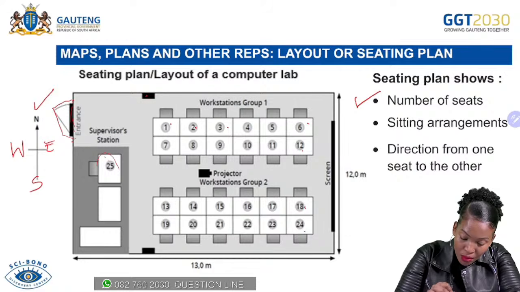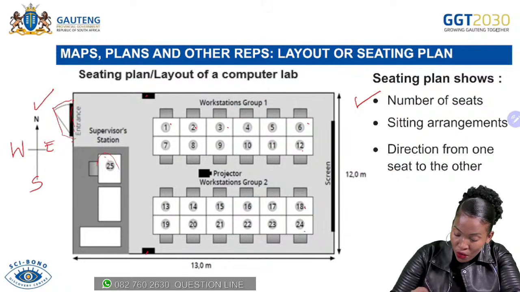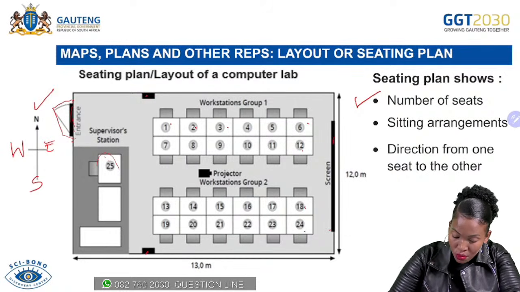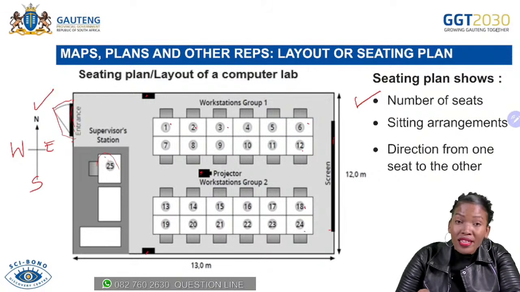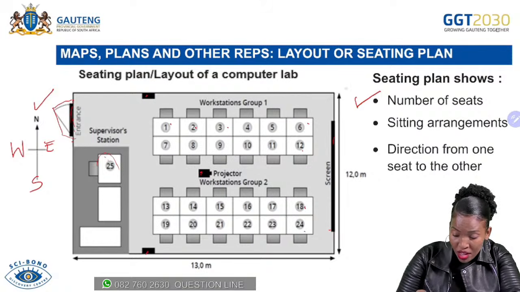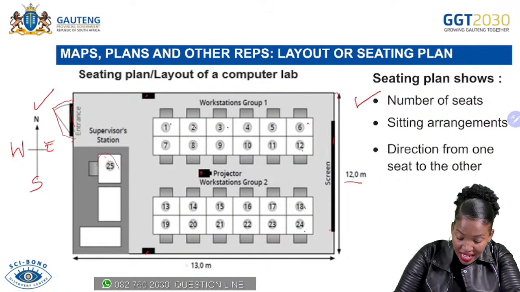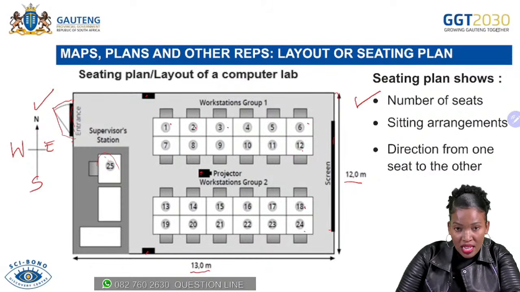And then we've got some windows there, guys. We've got the screen here in the classroom. We've got the projector, the data projector. And then we've got the dimensions of the classroom. The width of this classroom is 12.0 meters. And then the length of this classroom is 13.0 meters.